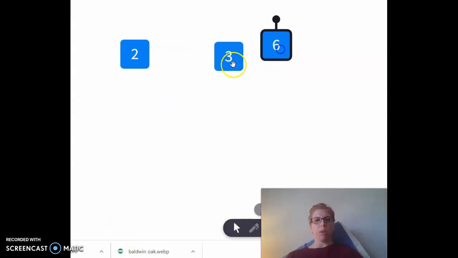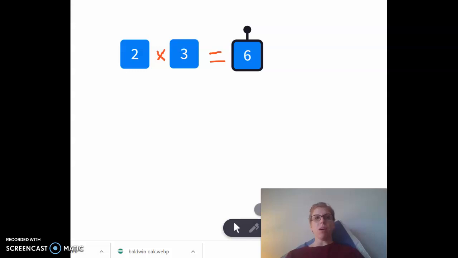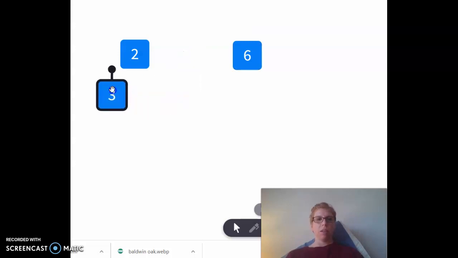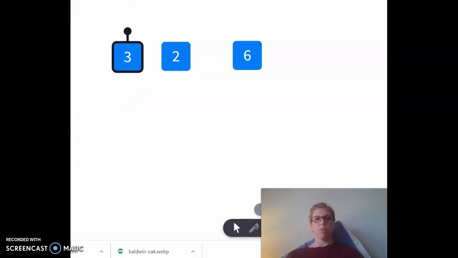Well, I would hope that you would put 2 and 3 together and then have 6 over here. And you would be representing 2 times 3 equals 6, correct? Very correct. But there is also another way that we could do this. You could also switch 3 and 2 around, correct? We could write down 3 times 2 is 6, correct? 3 times 2 is 6.